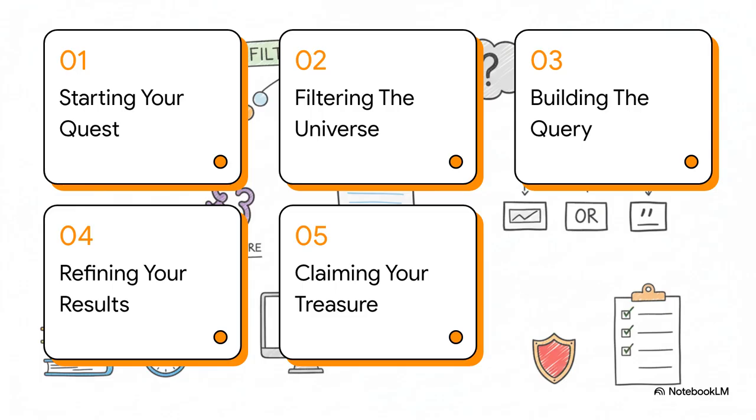We're going to go on a little 5-step quest today that's going to turn you into a JSTOR Pro. We'll start our quest, then we'll filter the universe of information, build the absolute perfect query, refine our results, and finally claim that academic treasure.